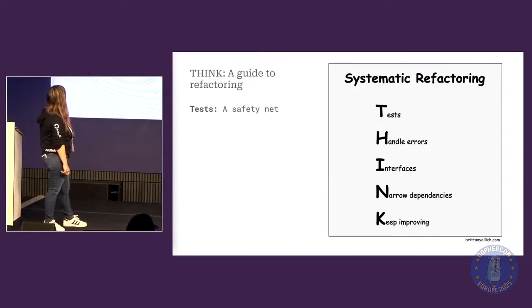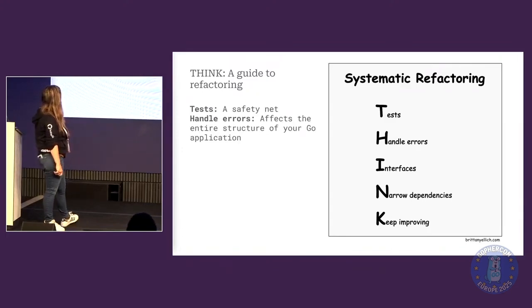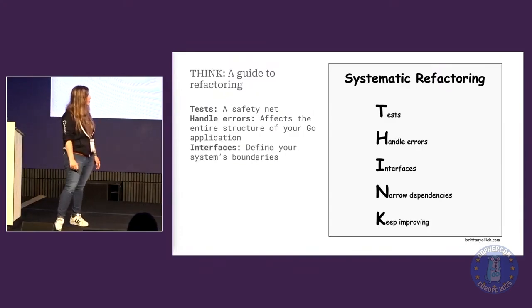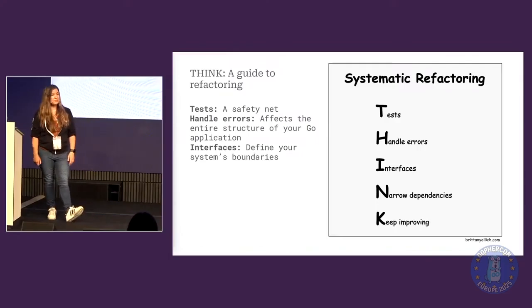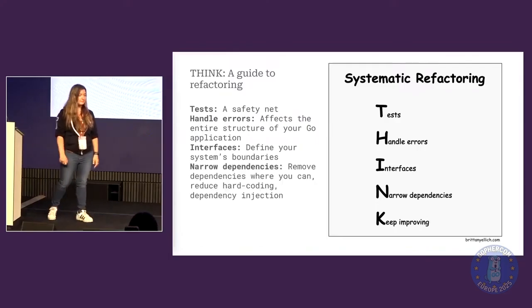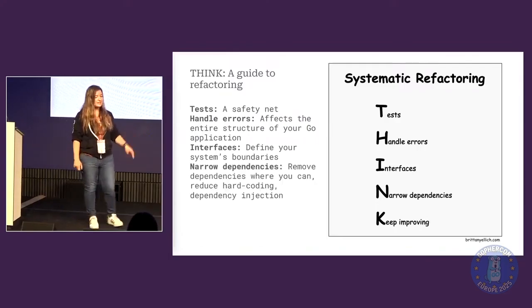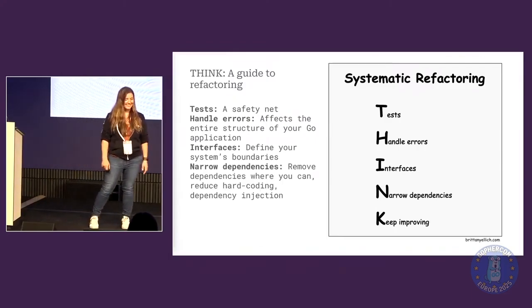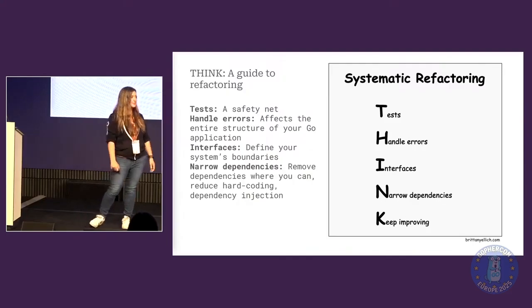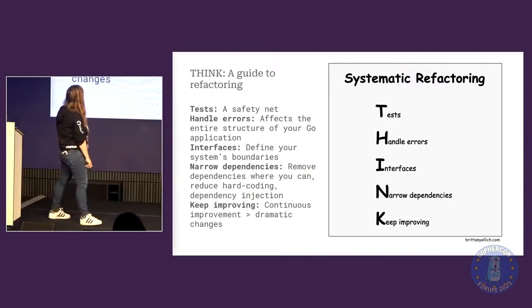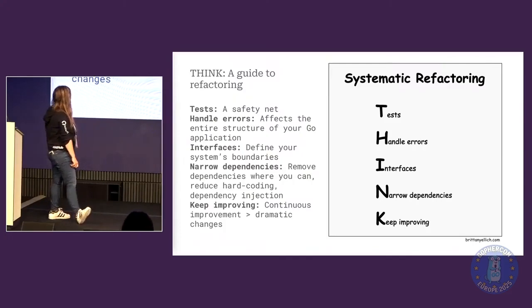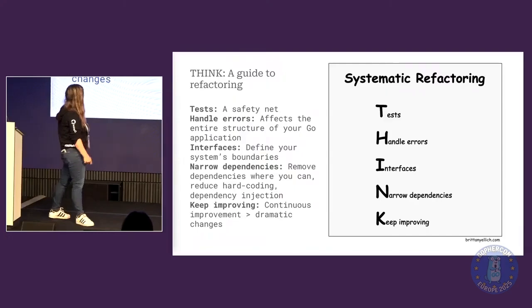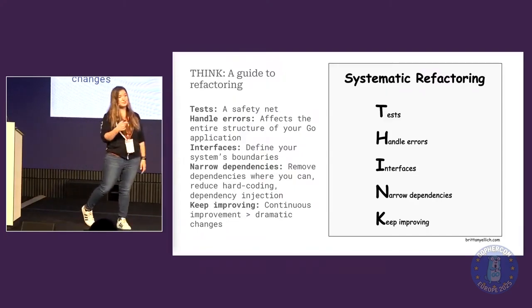Here we've got tests, which is going to be a safety net. Handling errors, which affects the entire structure of your Go application. Interfaces, which define the boundaries of your system. Narrowing your dependencies. Really had to work for the end there. Removing dependencies where you can. Reducing hard coding and using things like dependency injection. And then, keep improving. Continuous improvement is almost always better than big dramatic changes switching to a new application.